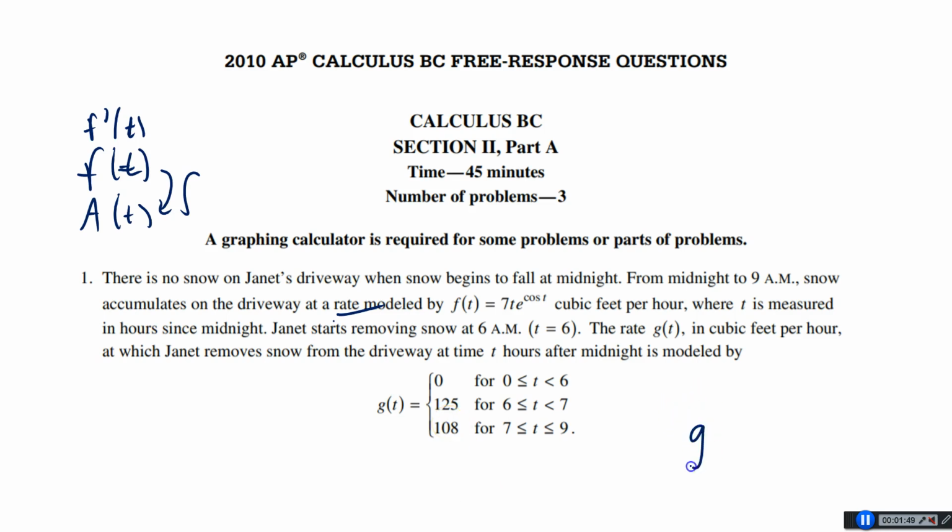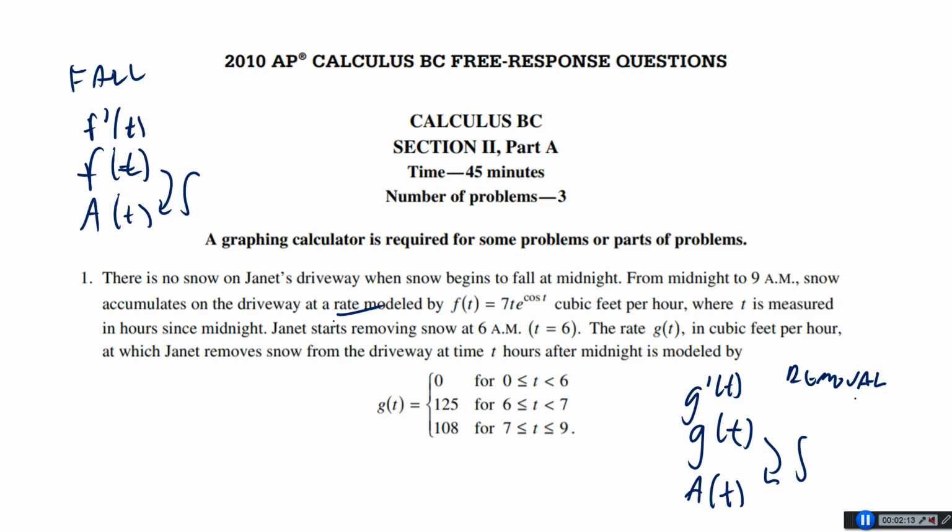So g also has its own tower of functions. g is the rate at which she's removing it. So the amount of removal would be below, and the g prime, the acceleration at which she removes it, would be above. So again, to find out how much snow she's actually removed, we would have to integrate. Okay, so this is the rate of snowfall, and this is the rate of removal.